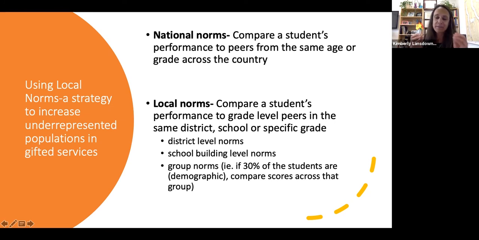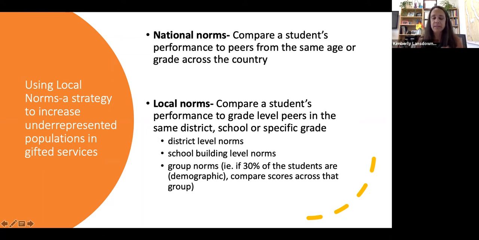And so just a quick little tutorial here on national norms and local norms. For years and years and years as a district coordinator for gifted programs, every single student that I looked at, I compared to national norms, meaning that I was comparing each student's performance to peers from the same age group or grade from across the country. And many of us do that and have done it for a long time. That is really the norm. The problem with that, though, is that there were so few schools that I've ever seen that the population looked like the national population. And that's really a problem. So you're comparing kids to a group that isn't representative of the school or the grade.